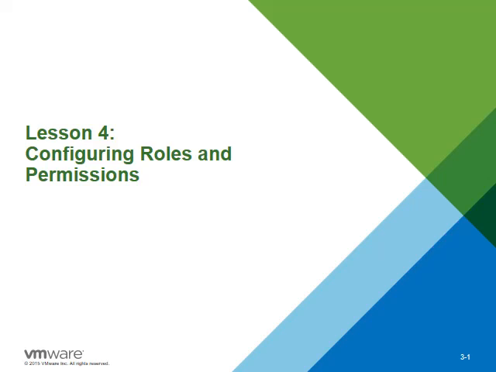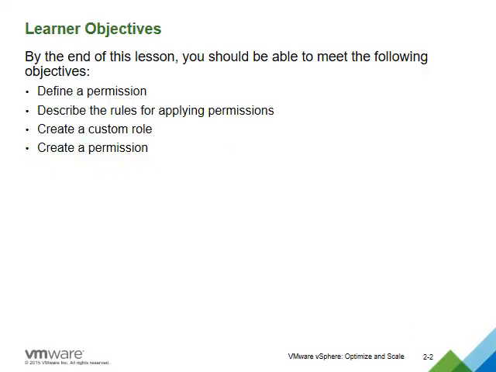Lesson 4, Configuring Roles and Permissions. By the end of this lesson, you should be able to meet the following objectives. You should be able to define a permission, describe the rules for applying permissions, create a custom role, and create a permission.